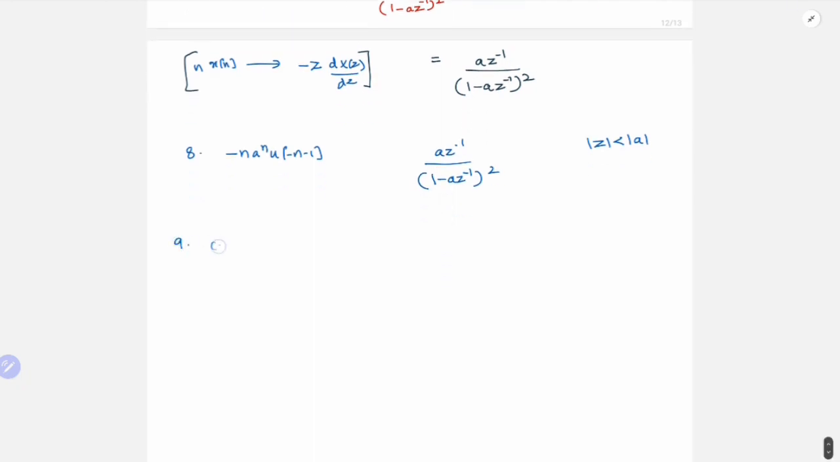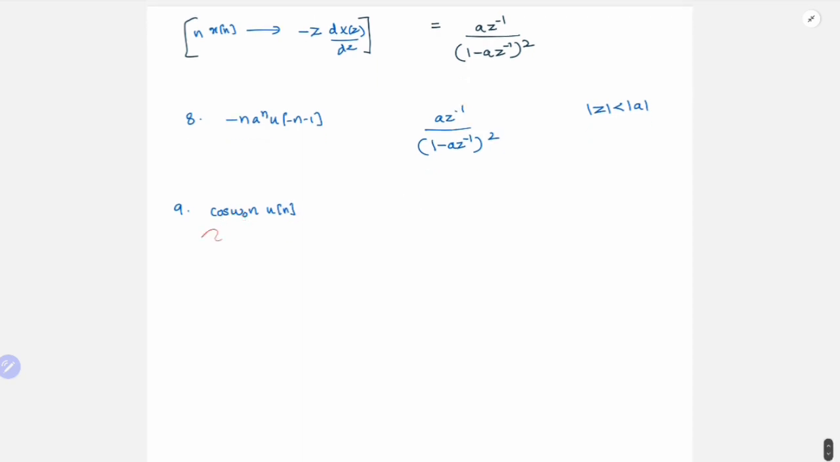So next, if you have cos omega naught n u of n, you can write it as e power j omega naught n by 2 u of n plus e power minus j omega naught n by 2 u of n. So what transform is this going to have? We'll have 1 by 1 minus e power j omega naught z inverse, plus 1 by 1 minus e power minus j omega naught z inverse, with the factor of 1 by 2 coming in as a term and this n not being there.